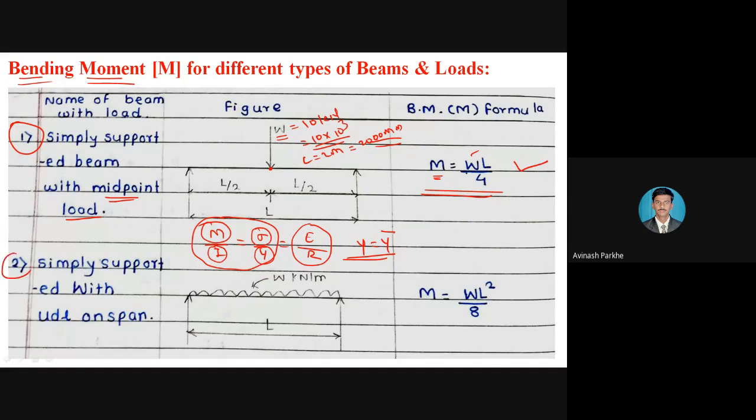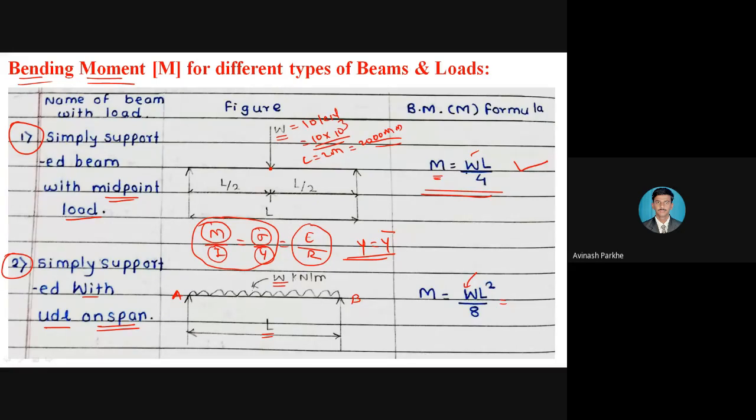Okay, then second case, simply supported beam with UDL on the entire span. In the figure, one simply supported beam is supported at point A and at point B, and from A to B it is subjected to the UDL. Magnitude of UDL is W kilonewton per meter, total length capital L. To calculate the bending moment for case number 2, the formula is WL square divided by 8. This W means whatever the magnitude of UDL is given, that we have to take. Here, don't convert UDL into point load.